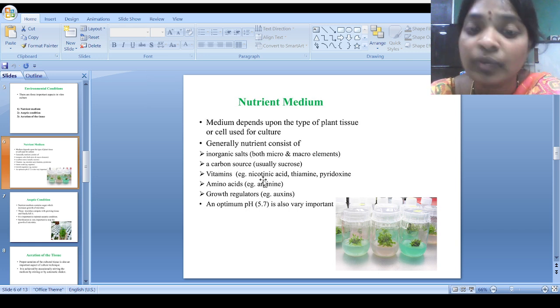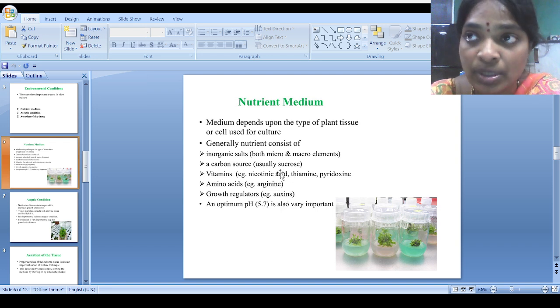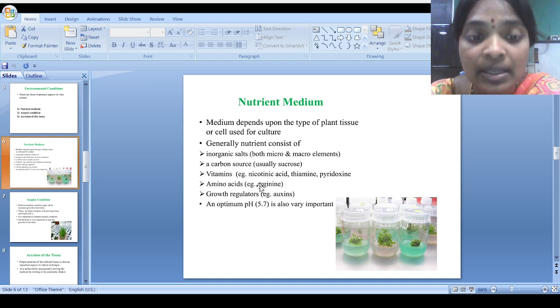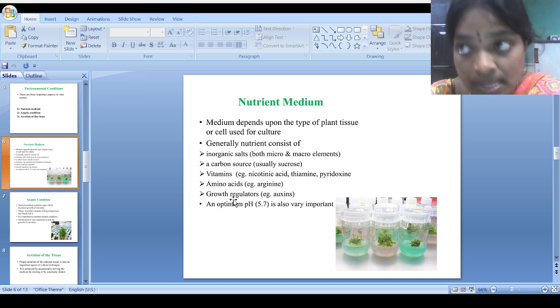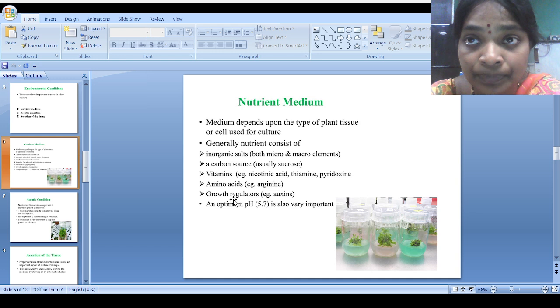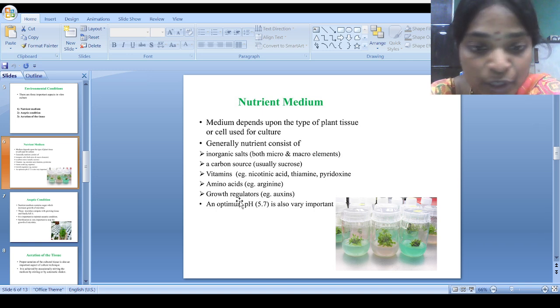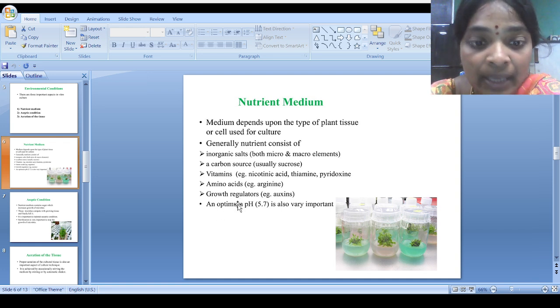We also have to add vitamins like nicotinic acid, thiamine, pyridoxine, auxins like this. Next, amino acids, especially arginine and methionine sometimes. They are added only if there is any requirement; if not, no problem. Next, growth regulators, especially auxins, gibberellin, cytokinins, ethylene. They are used for good cell elongation, apical bud, root and lateral bud formation. And we have to maintain the pH at 5.6 to 5.8, and the average is 5.7. It's very important.